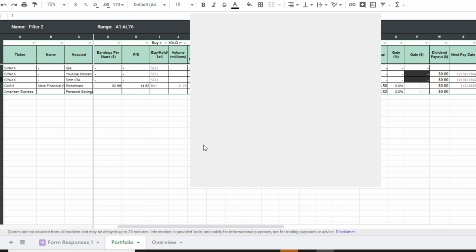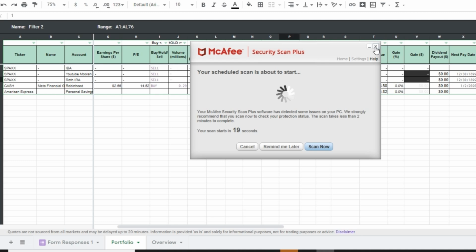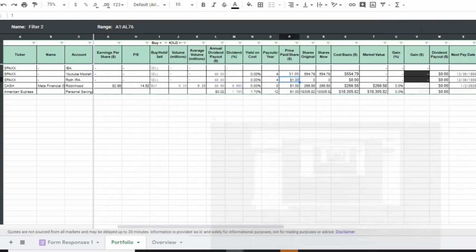So 1% of the portfolio would automatically go to commission fees if I were to spend, say, $500 investing in stock. I would immediately lose $5, and the other $495 would actually go into purchasing stock. And so now I don't have that problem.